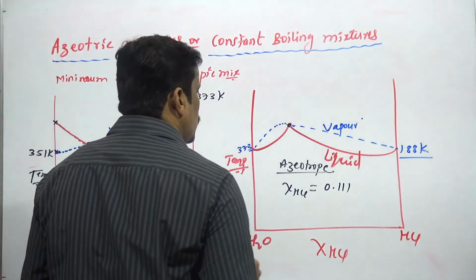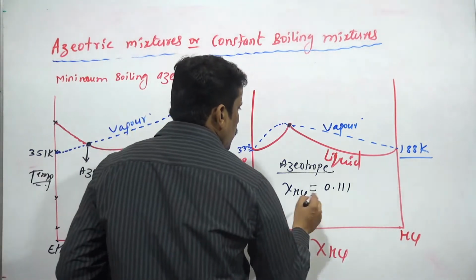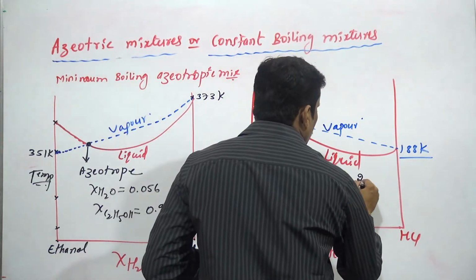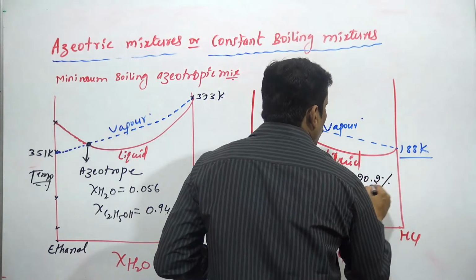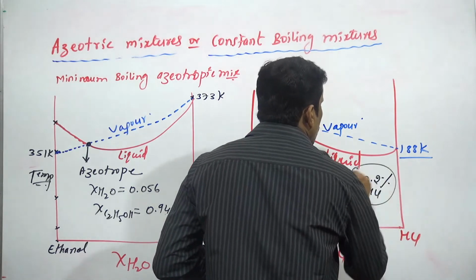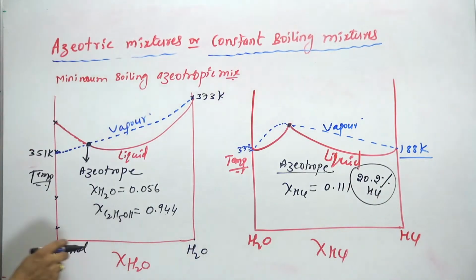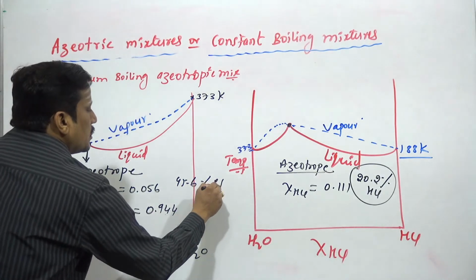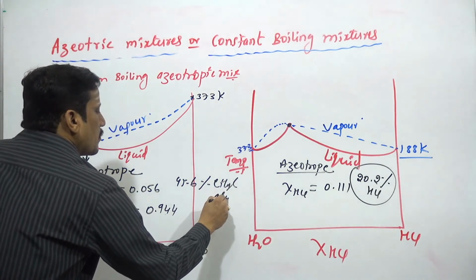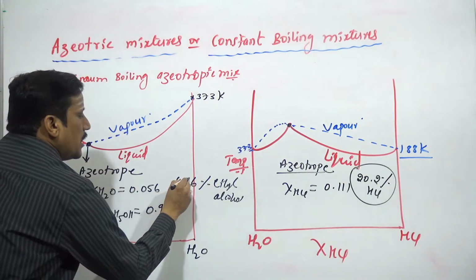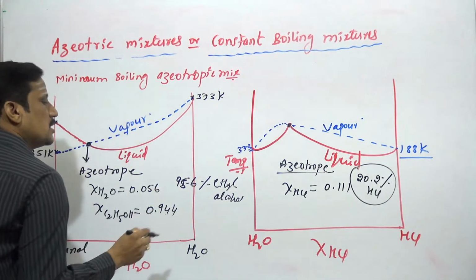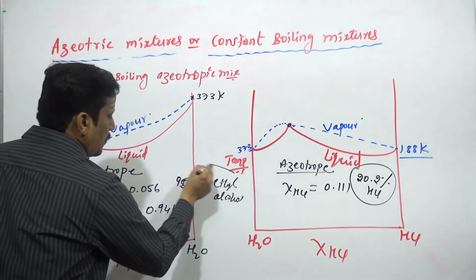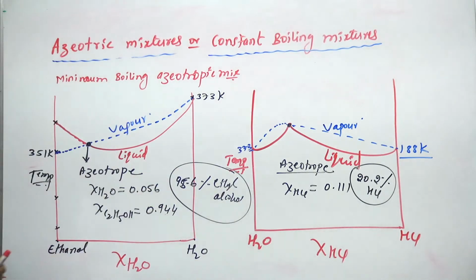Okay, because it is 20.2% HCl solution. And this is 95.6% ethyl alcohol. Example.